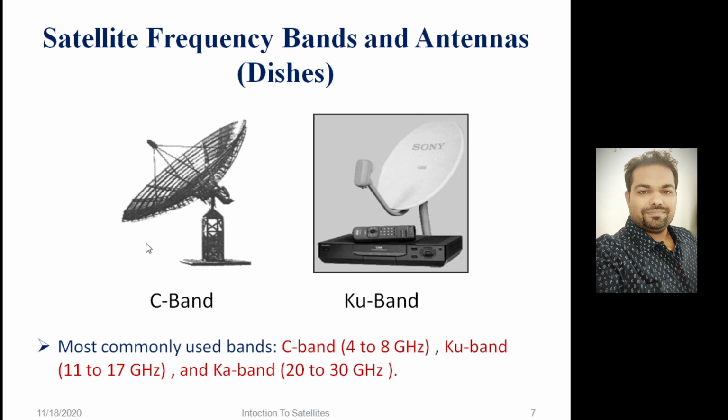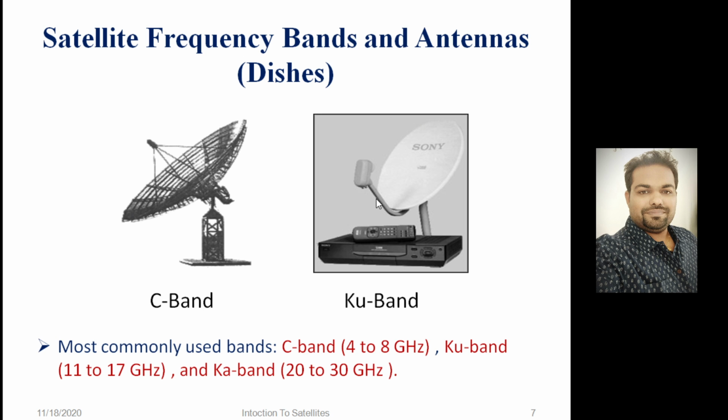If you look at the satellite frequencies, the most commonly used frequency bands are the C band, particularly suitable for 4 to 8 gigahertz. Then the Ku band, which is especially for 11 to 17 gigahertz. And recently this last band came, the Ka band, which is basically suitable for 20 to 30 gigahertz. Earlier days we were using the C band, and for the C band, the size of this antenna was big enough. So look at this. This is the size of this antenna.